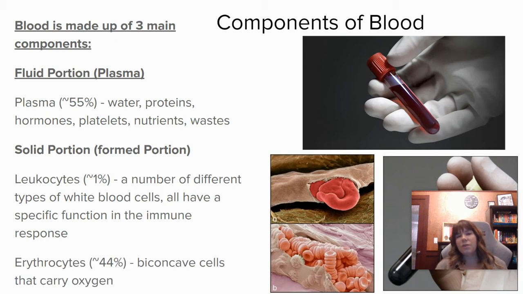Leukocytes mean white blood cells. They're part of the immune response, and erythrocytes means red blood cells. Please make sure that you know those two names, as they are key vocab words. White blood cells make up about 1% of the portions of blood in your body, sorry, not types of cells, I apologize. They have a specific function: they are for immune response only.